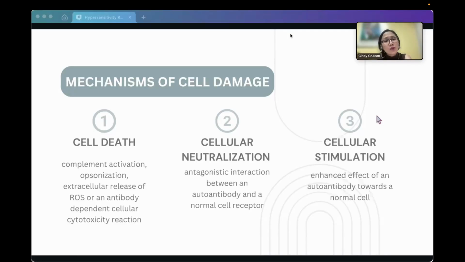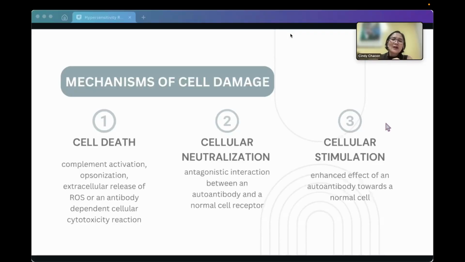Second, aside from making cells targets for elimination, antibodies can also block the cell from doing its job through what we call cellular neutralization. Cellular neutralization is when there is an antagonistic interaction between an antibody and a normal cell. A very good example of this is myasthenia gravis. In MG, the antibodies block the acetylcholine receptors at the neuromuscular junction. Thus, it prevents muscular contraction and ends up causing weakness and fatigue. So hindi na napaperform yung function.